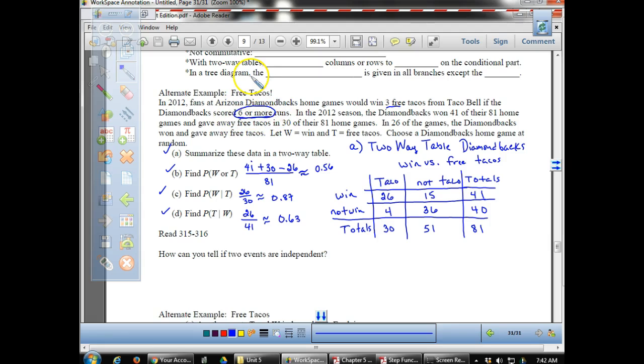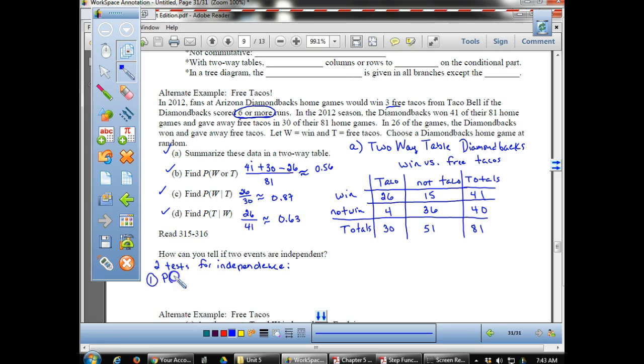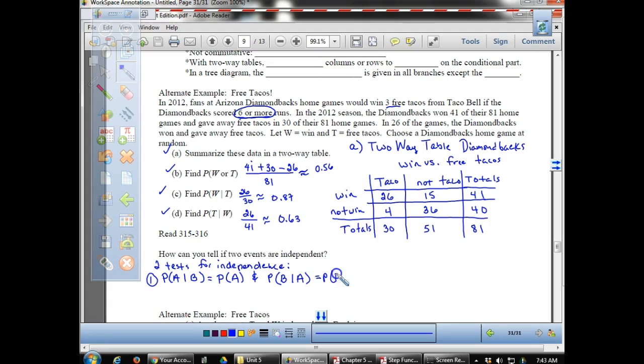So how can you tell if two events are independent? There are two tests for independence, and you just use whichever one is easiest with the given information. So the first is the probability of A given B has occurred. Does it equal the probability of A? In other words, knowing that B has occurred does not change the probability for A to occur. And you can do it the other way as well. Probability of B given A, does that equal the probability of B?